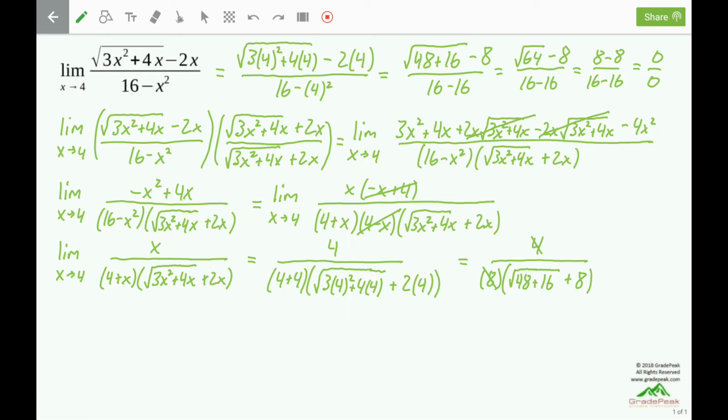Now this 8 and this 4 can cancel down somewhat, since that 8's multiplying things down there, and that'll be a 1 and a 2. So that will leave us with 1 divided by 2 times the square root of 48 plus 16, which is 64, and then plus 8. The square root of 64 is an 8, so 1 over 2 times 8 plus 8, 1 over 2 times 16. 2 times 16 is a 32, so we end up with 1 over 32.